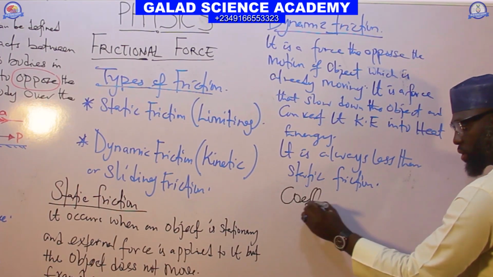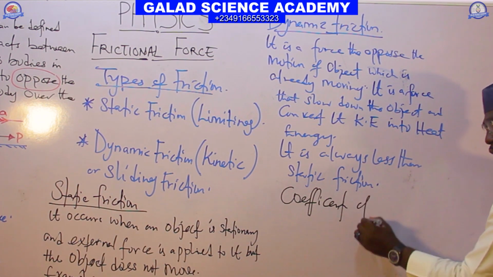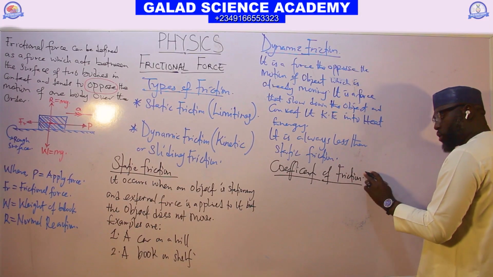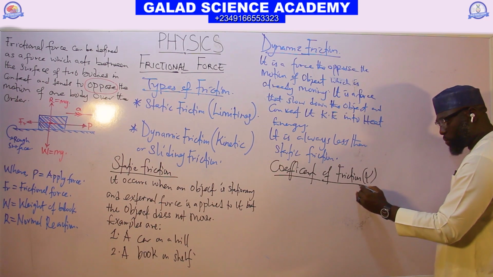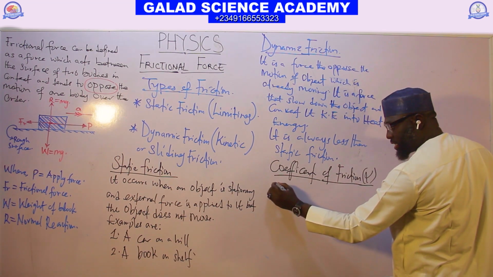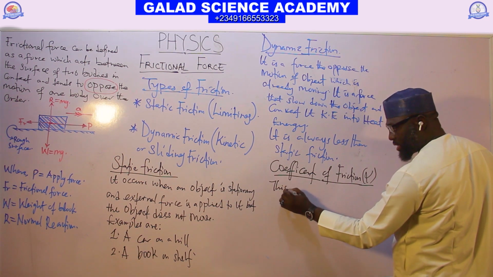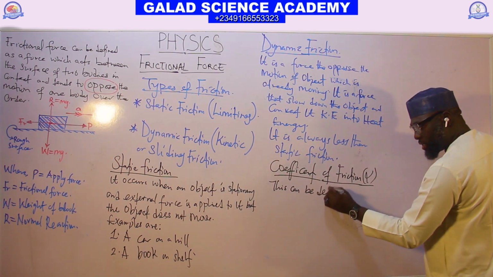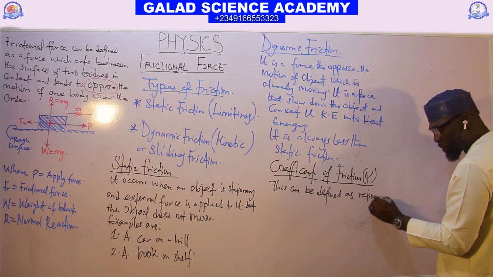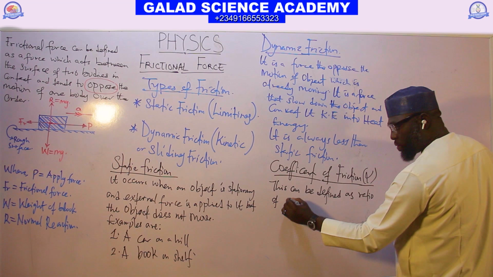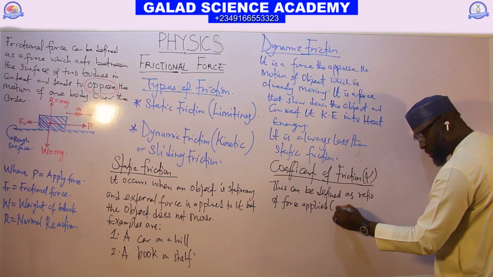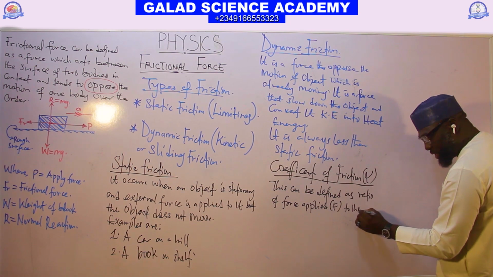Next is the coefficient of friction, which is known as mu. The coefficient of friction can be defined as the ratio of the force applied, which is F, to the body.